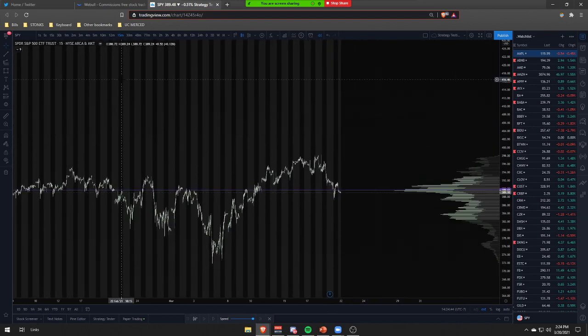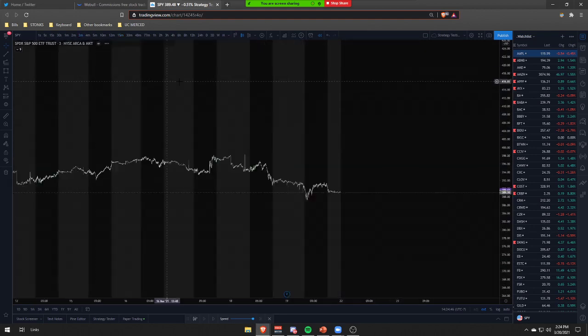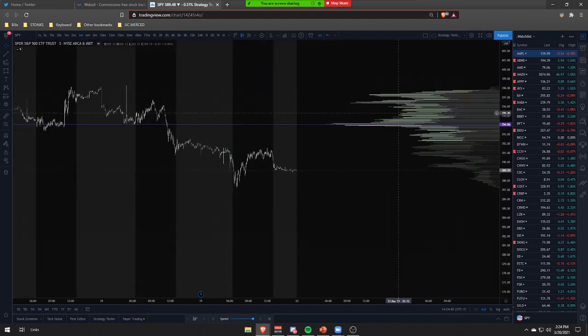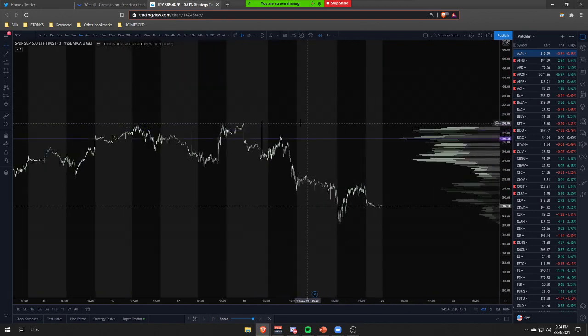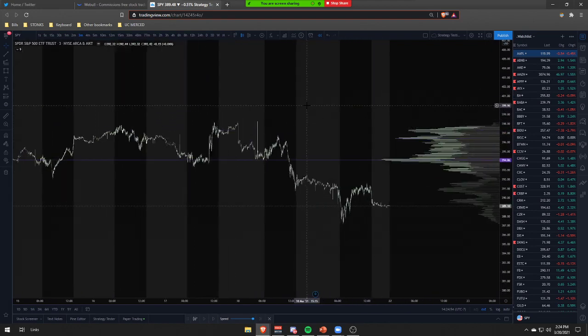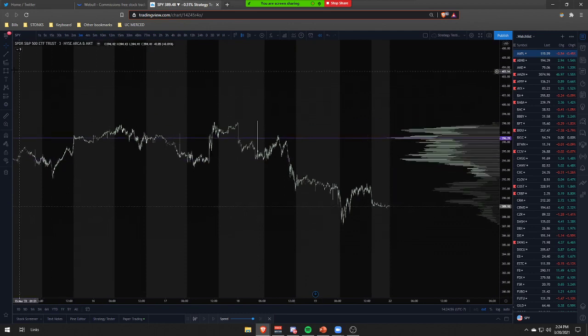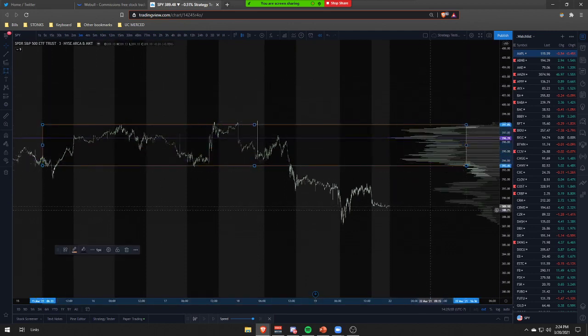Right, so if we were actually taking a look at SPY at 389, we closed at 389. Let's take it to the last 5 days. There's a big range right here, that's 393 to 397.